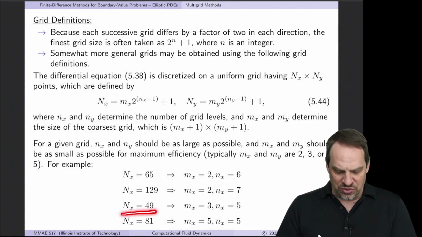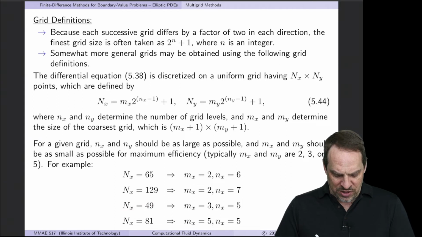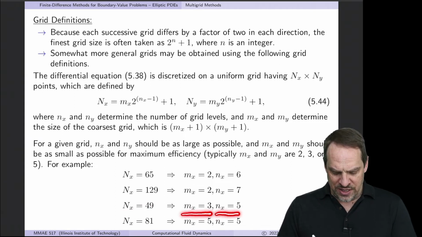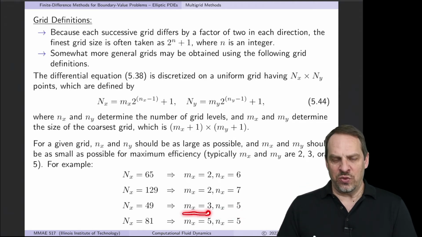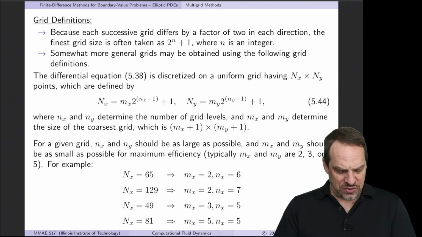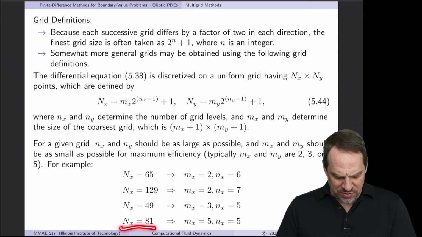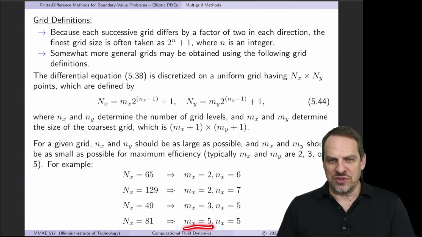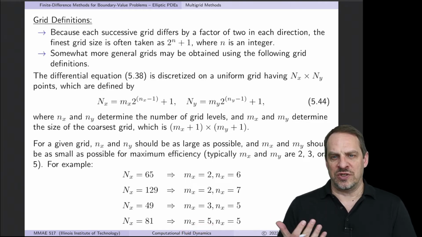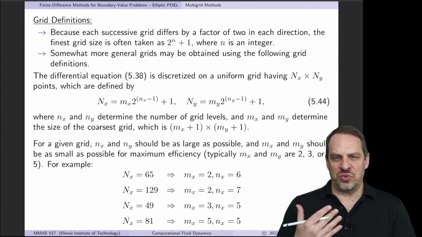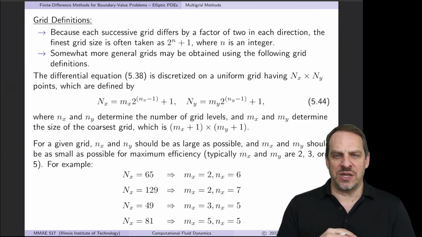So here's an nx is equal to 49. Well, how do we get 49? Well, if little mx is 3 and little nx is 5, we have 5 grid levels, and the coarsest grid will be 4 by 4. Well, that would give us 49 points according to this expression. 81. How do we get 81? Well, little mx is 5 and little nx is 5. So it's the same number of grid levels as 49, but the coarsest grid is now bigger. It's 6 by 6. So you can see there's this trade-off between the m's and the n's, but it gives you this additional flexibility defining grids that are the best for your particular problem.